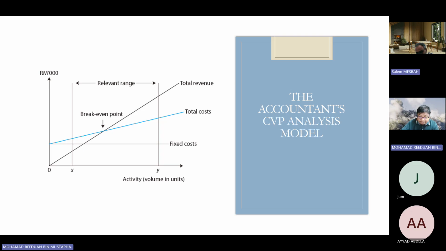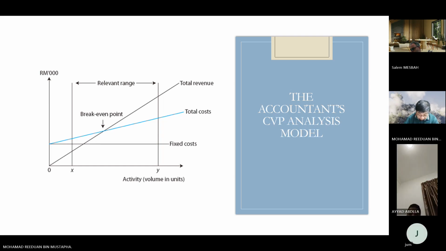Selling price minus variable cost. Okay, this is the formula: CMU equals selling price minus variable cost. So how much is the CMU? CMU equals 1.50 minus 0.75, which equals RM 0.75.